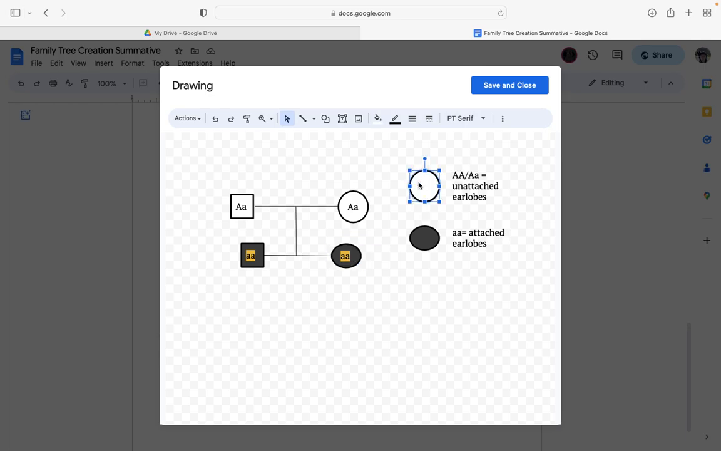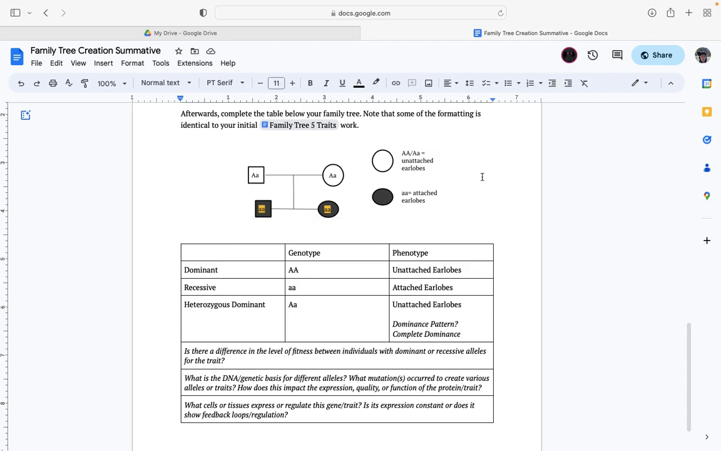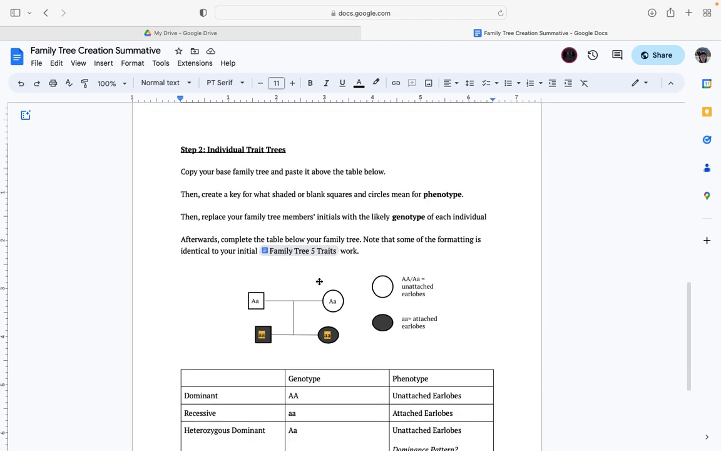Big A big A, or big A little a, homozygous or heterozygous dominant, show unattached earlobes. Because I have in my family tree 2 individuals, male and female, having attached earlobes, and their parents don't express the trait, they must both be carriers. So you're going to do that with your family trees. You'll copy and paste this 5 times and fill it out for 5 different traits.